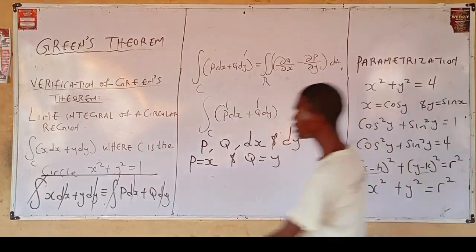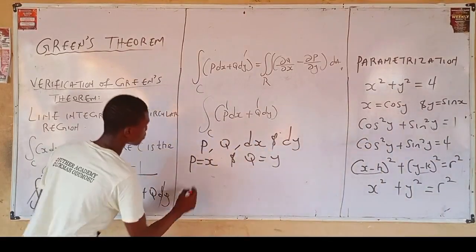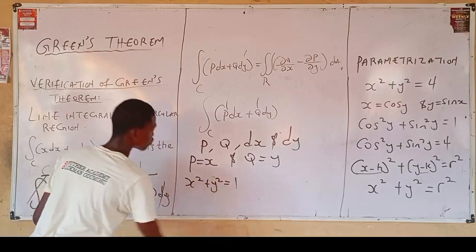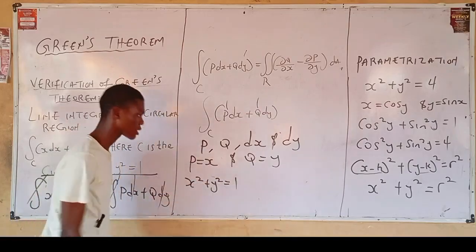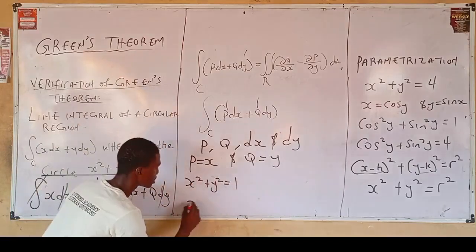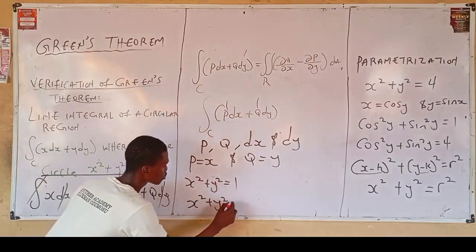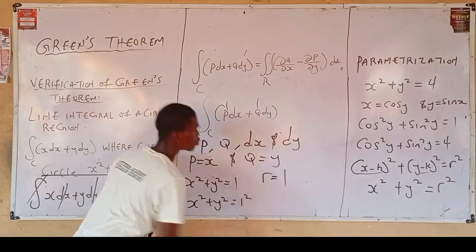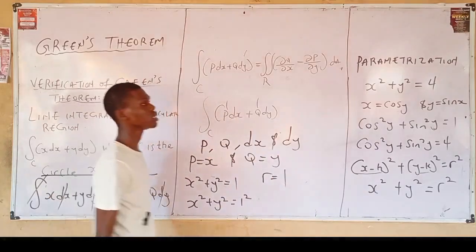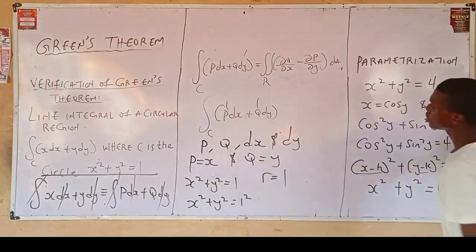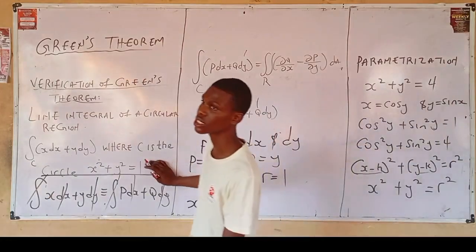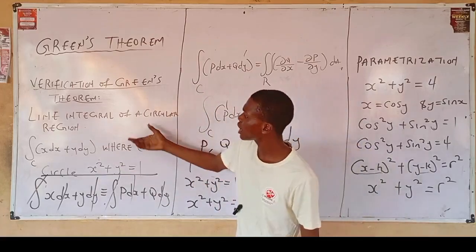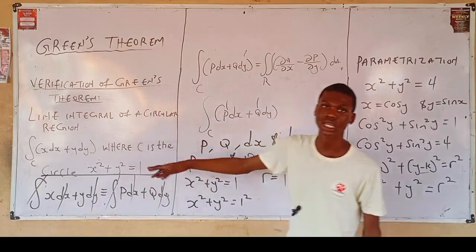So now, given this circle from the question as x squared plus y squared equals 1, what it implies is that you can write this as x squared plus y squared equals 1 squared, saying that R is equal to 1. R equals 1. Similarly, what if in some question you are given the radius? Let's say another similar question like this, where you are given the radius as 4.